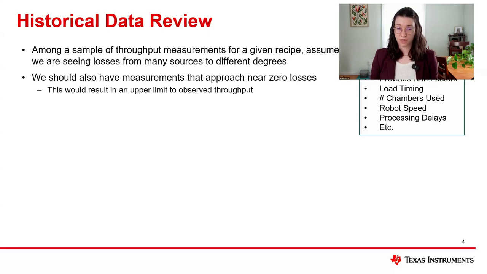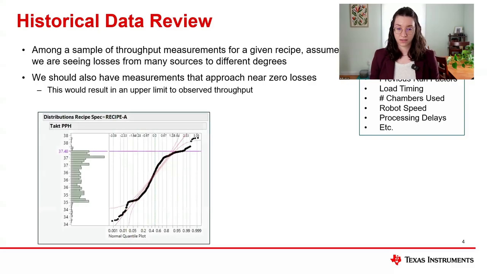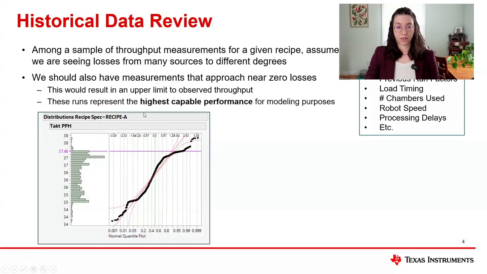And that should result in an upper limit to the observed throughput when all of the losses are as close as they can be to zero. And it turns out that that is the case. We really see quite a significant plateau in our data at an upper limit here. And this is what we're looking at for that highest capable performance that we want for modeling purposes.